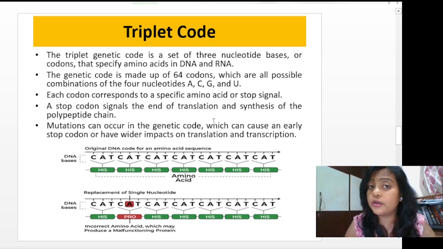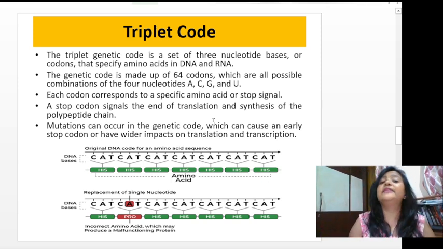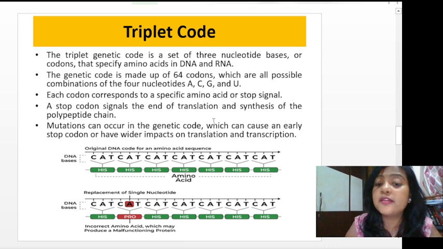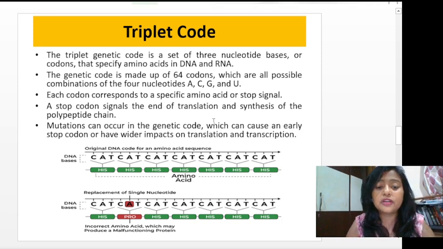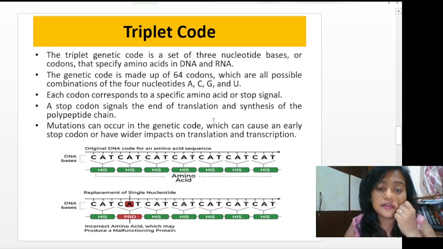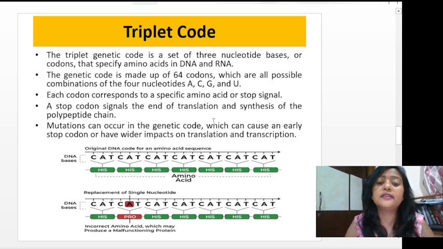Sometimes mutations can occur in the genetic code which can cause an early stop codon to come, and this might have an impact on the translation process and also on the transcription process. You can see the picture out here. If an incorrect amino acid is incorporated, it may lead to a malfunctioning of the protein. Out here you can see histidine is changing to proline. Again, it can lead to a malfunction, a different protein.